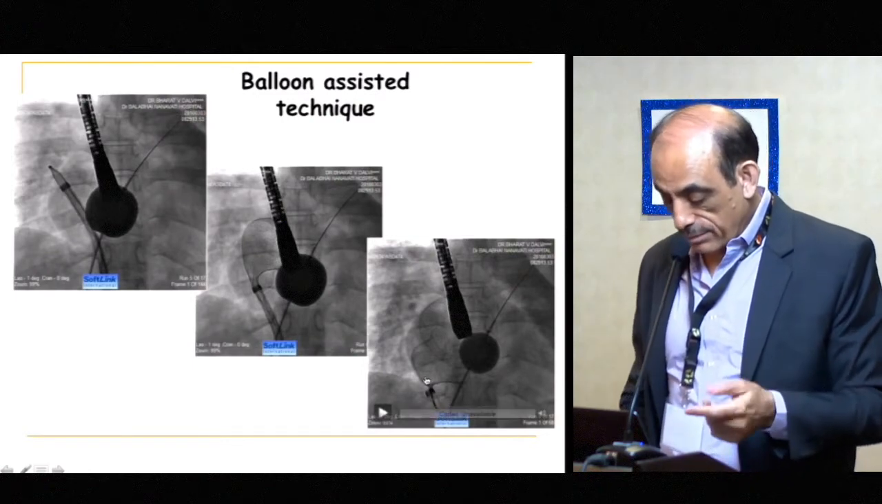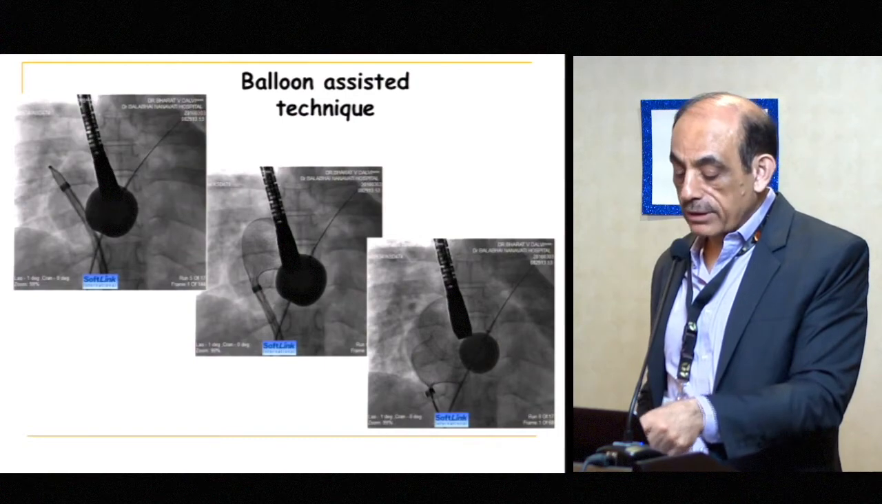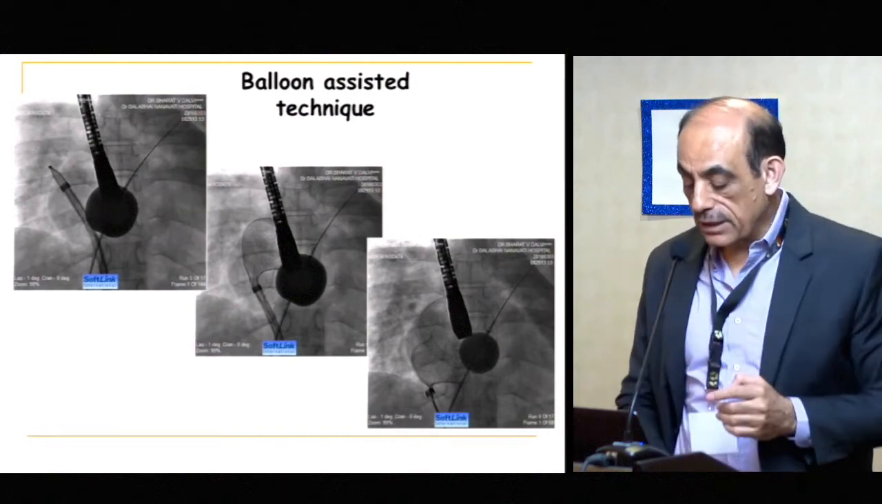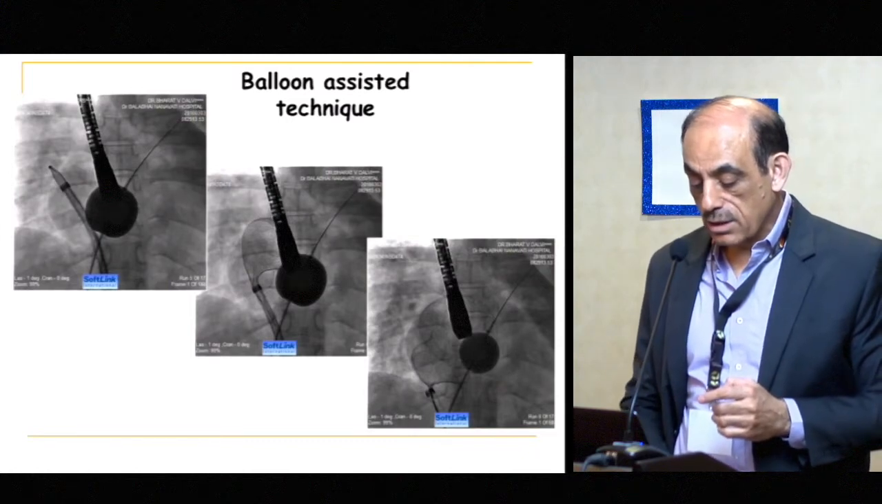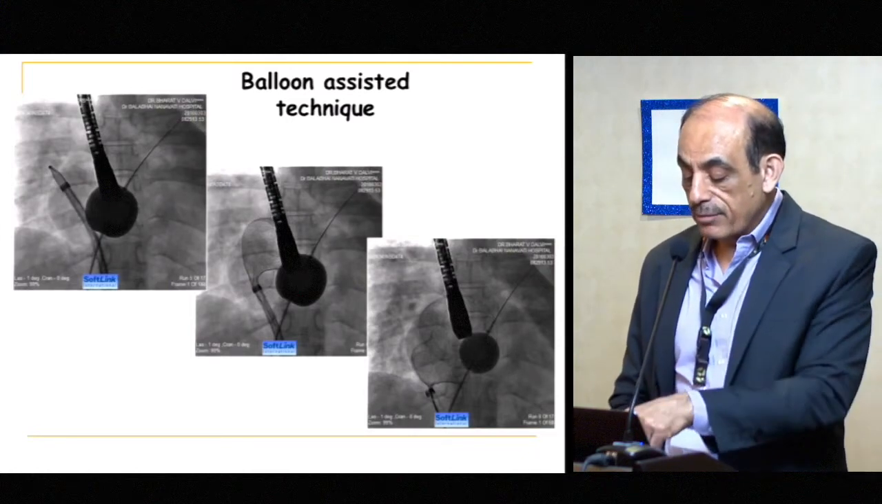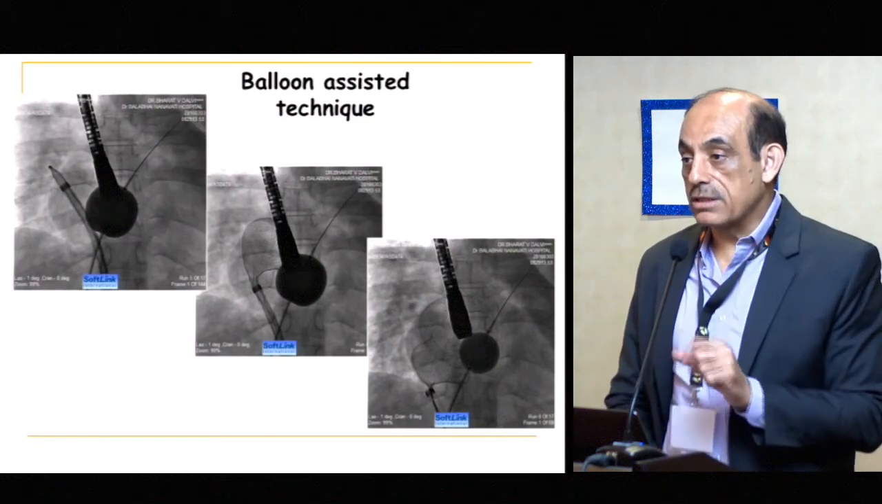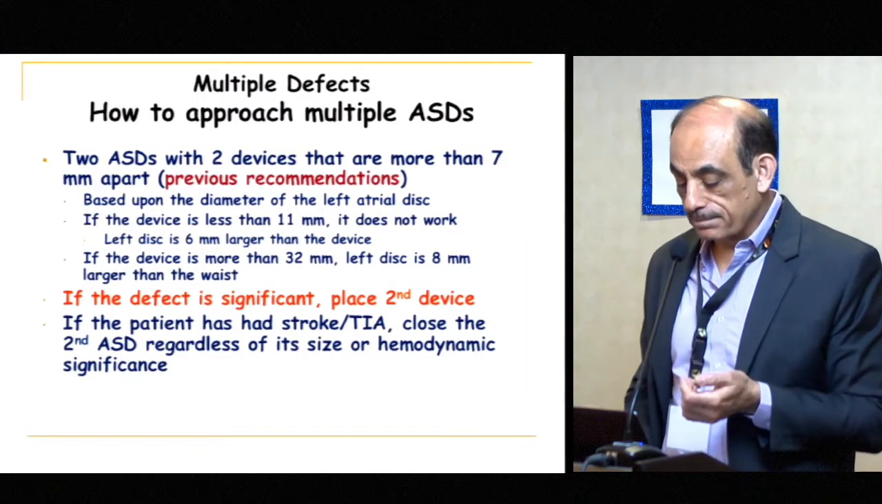They're running on my computer. Well, anyway, then you start deploying the device when the edge of the device is kept into the left atrium. So this balloon is in the left atrium. So the left anterior edge of the device is kept into the left atrium while you deploy the whole device. Once the right disc is deployed, you deflate the balloon.